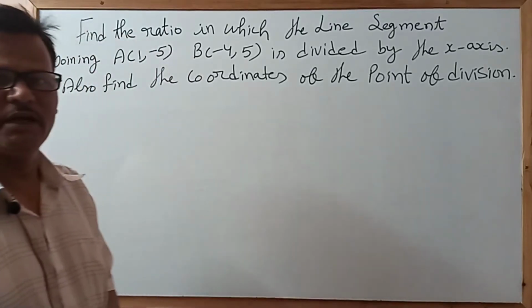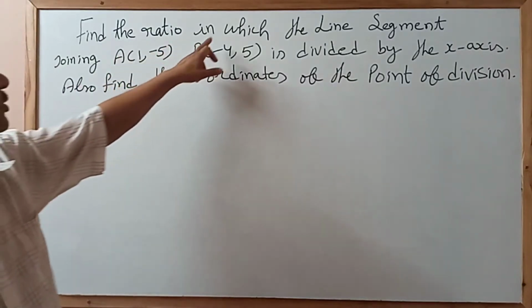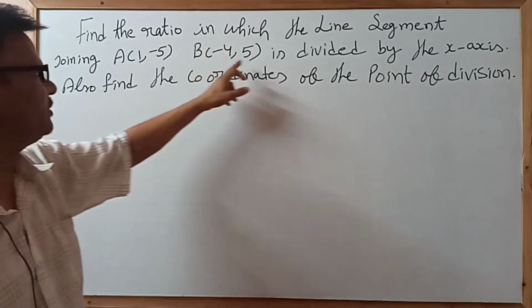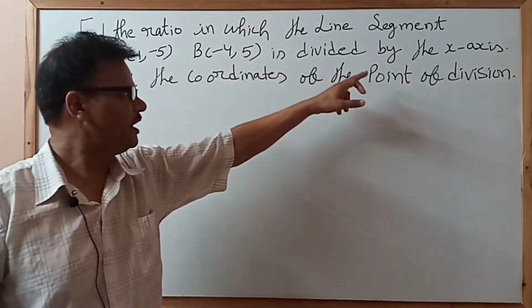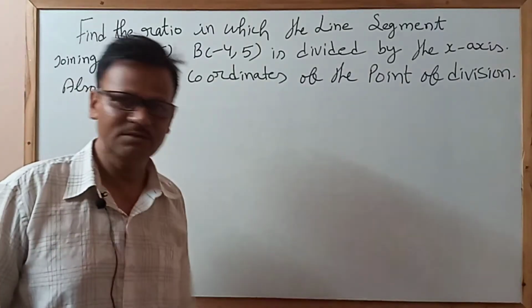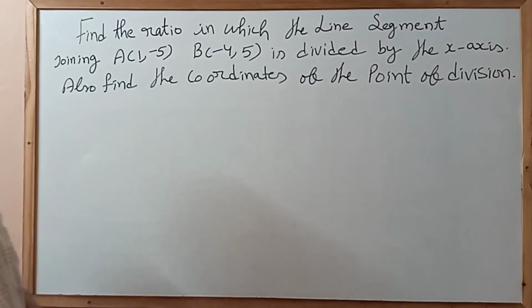Today we take another example related to coordinate geometry. Find the ratio in which the line segment joining A and B is divided by the x-axis. Also find the coordinate of the point of the division. So first find out the ratio.